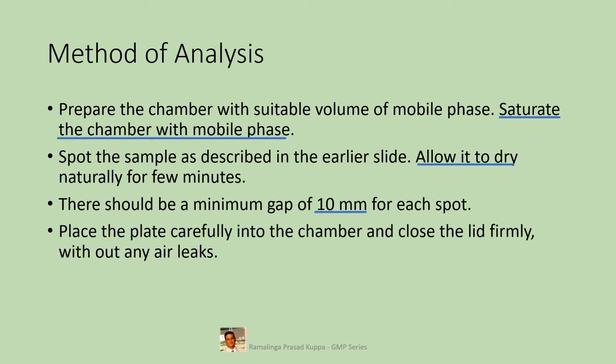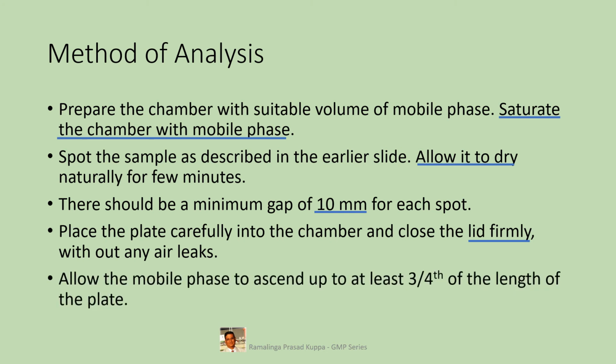Place the plate carefully into the chamber and close the lid firmly without any air leaks. Place the spotted TLC plate carefully without disturbing the tranquility of the mobile phase in the chamber and close the lid without disturbing the chamber. Allow the mobile phase to ascend up to at least 3/4 of the length of the plate, but never allow the mobile phase front to move beyond the top edge of the TLC plate.